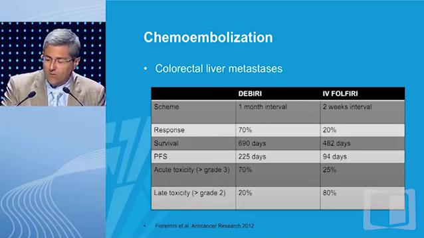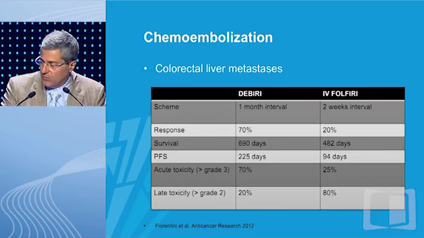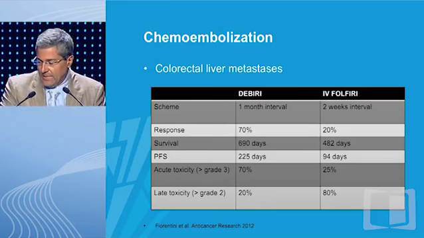In this study, DEBIRI was randomized versus FOLFIRI, and you can see that indeed the response rate was much higher when you use DEBIRI, so the local therapy, compared to the systemic therapy. The acute toxicity was much higher, 70%, but this is, of course, due to the post-embolization syndrome, which you see in nearly every patient treated with chemoembolization, whatever the bead and whatever the drug you use. Late toxicity is better for the local therapy compared to the systemic therapy.